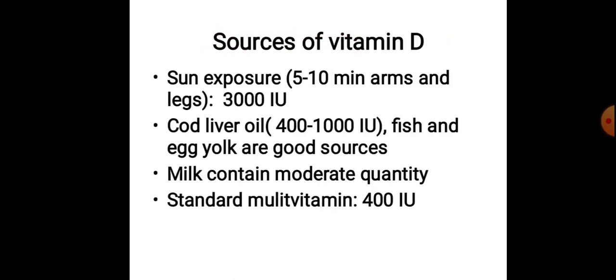Sources of vitamin D are sun exposure. Nearly 5 to 15 minutes of arm and leg exposure to sunlight is equivalent to 3000 international units, and cod liver oil contains 400 to 1000 international units. Fish and egg yolk are also good sources. Milk also contains a moderate quantity and standard multivitamin tablets also contain 400 international units. Okay. Sun exposure, cod liver oil, fish, egg yolk and milk. These are the sources of vitamin D.